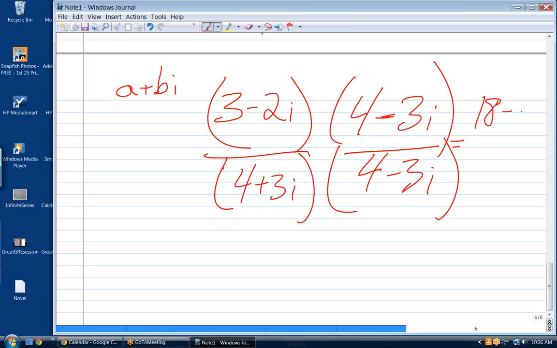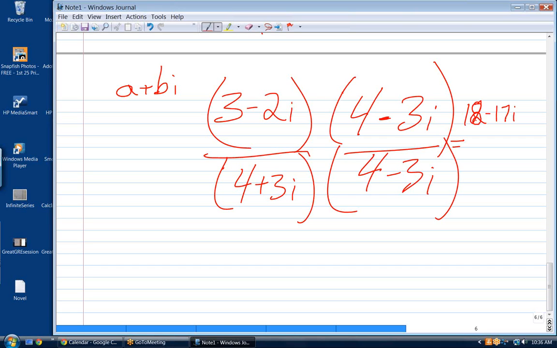18 minus i, if I remember right? Or was it 18 plus i? It was 18 plus i. Because we had minus 8i and plus 9i. This was a plus, wasn't it? But this time, I can't do that. I have to multiply it outright. It's not the same as it was before. So it'd be 12 minus 9i minus 8i. So it'd be negative 17i.